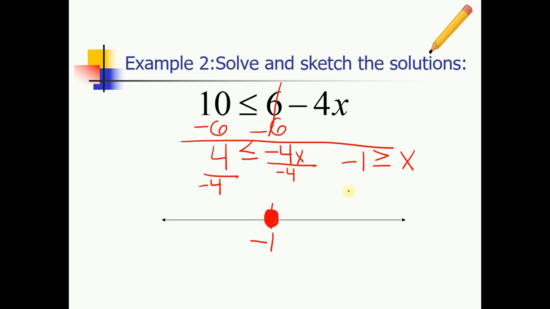Okay? Now, which way are we going to go? Negative 1 has to be greater than or equal to x.